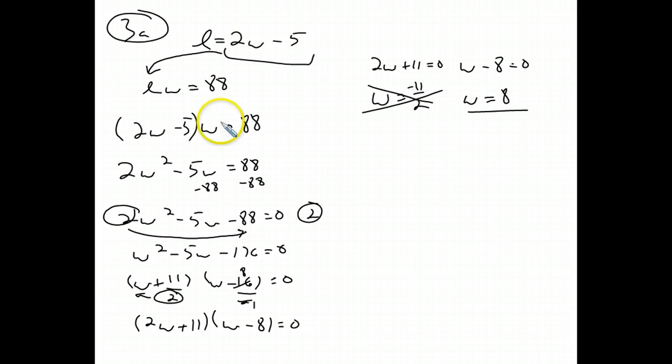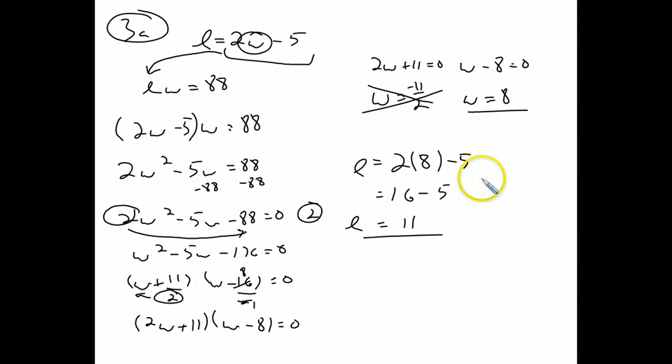Plug it back into either one of these to find your length. So if I put it into this one here, plug it in for my width there. So length equals 2 times 8 minus 5. So 16 minus 5 is 11. There's your length. We have our width. We found the dimensions of the rectangle.